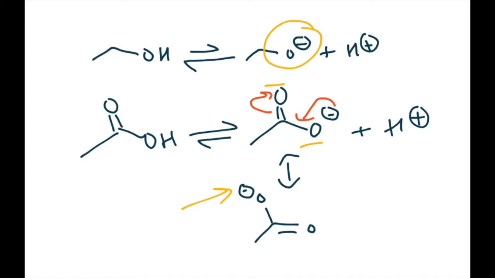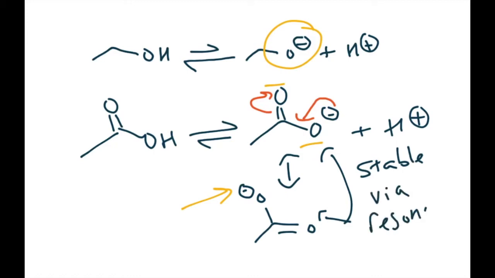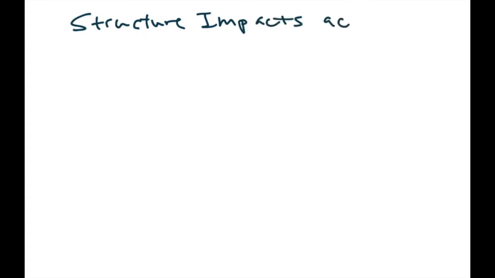So these guys here are stable via resonance, right? Those two charges move back and forth. Structure can impact acidity. So anything that we do to make that carboxylate more stable is going to make that O minus more likely to occur, and is going to make our acid more acidic.